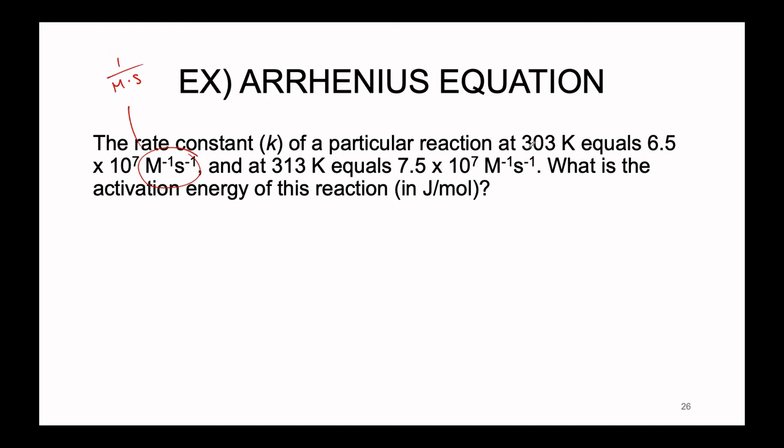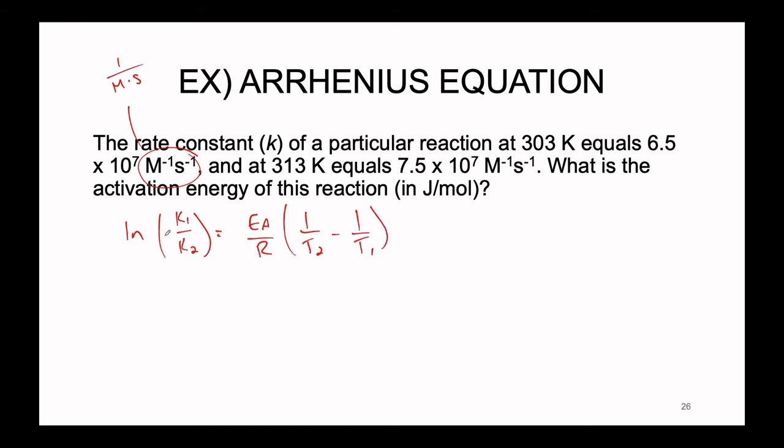All right, let's write out the Arrhenius equation so we can rearrange and solve for our activation energy. The version that we need is the 2-point version, since we're given 2 different rate constants as well as 2 different temperatures. So we're going to take the natural log of K1 divided by K2 equal to activation energy divided by R times 1 over T2 minus 1 over T1.